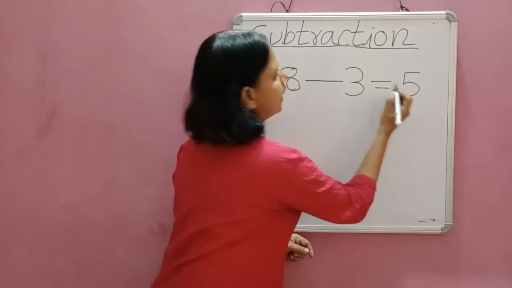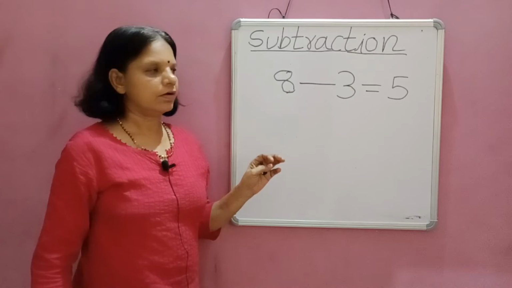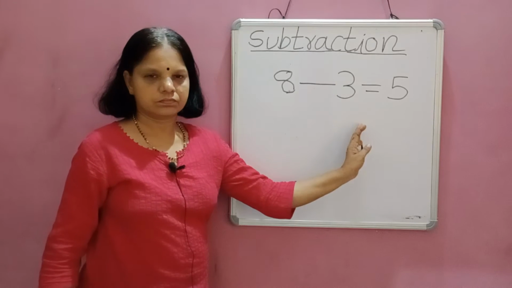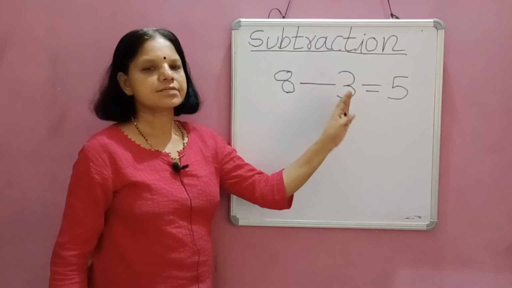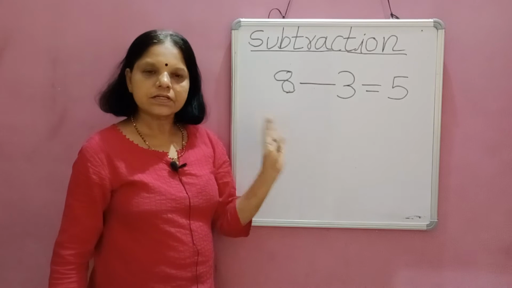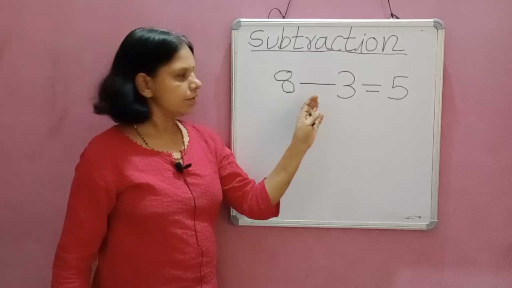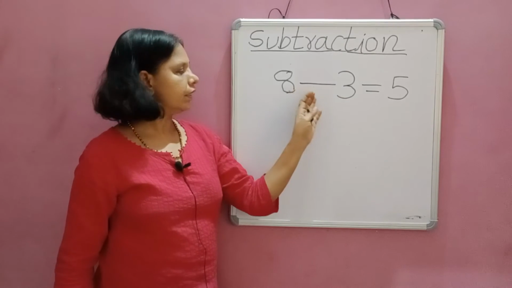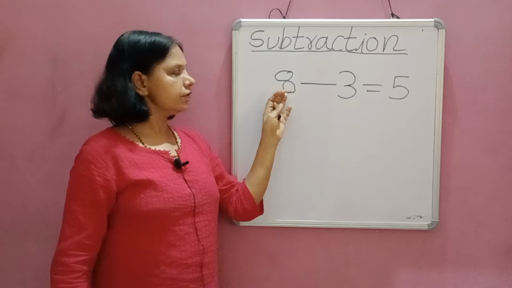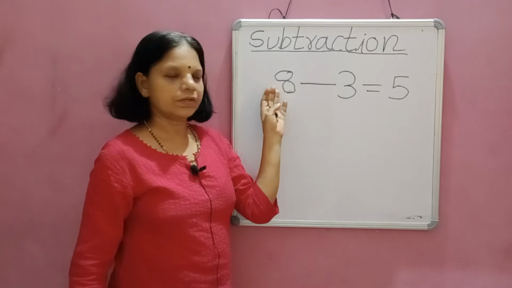5. The answer obtained in subtraction is called difference. So very easy it is, subtraction. Only you have to count down the number of units to be subtracted. 8 minus 3 means, what is the difference between the number 8 and 3? So what we got? 5. There is a 5 unit difference between 8 and 3. What you have done for that? 3 units counted down from the number 8.